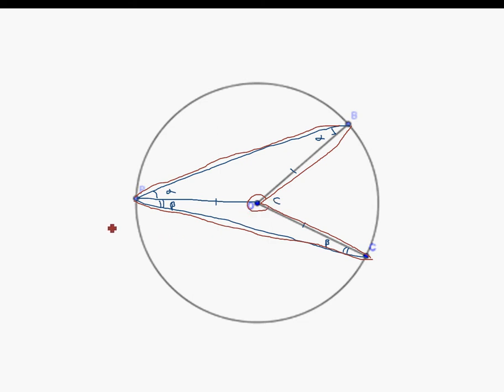Okay, so maybe I'll call this angle, I don't know, what should we call it? I've got all these Greek letters, but how about gamma? I couldn't resist doing another Greek letter. So what can I say? I can say that 2 alpha plus 2 beta plus gamma is equal to 360.